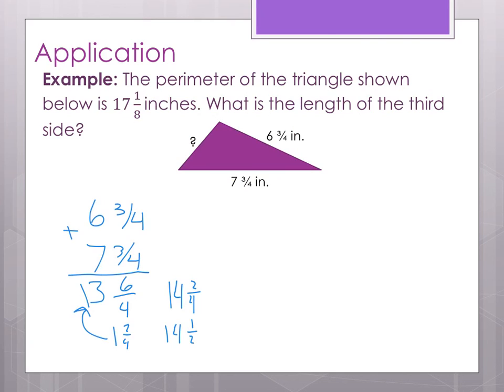Next, I'm going to subtract that from the total perimeter to get the unknown. So that'll be 17 and 1/8 minus 14 and 1/2. My common denominator is going to be 8. That means I only need to change the bottom by multiplying it by 4. Okay. And now I'll go ahead and rewrite this.